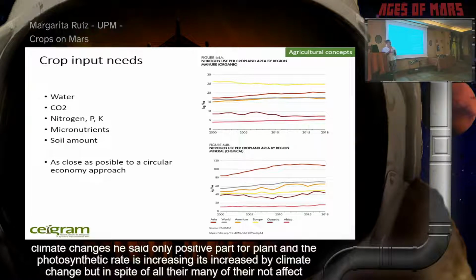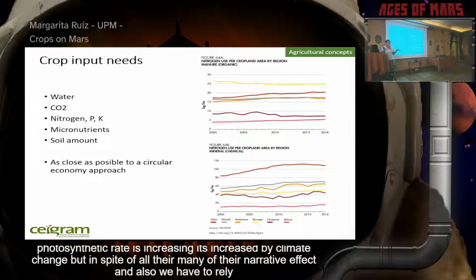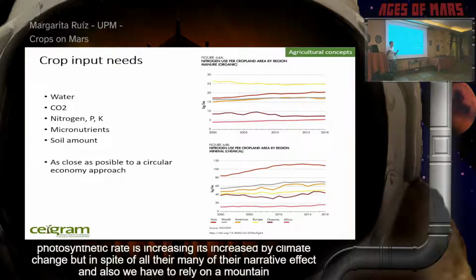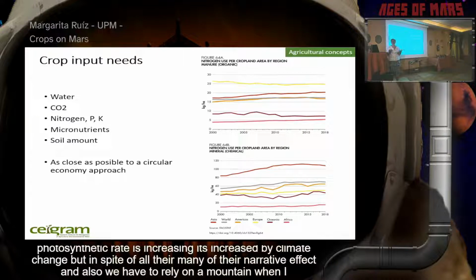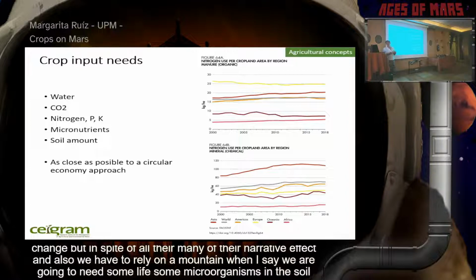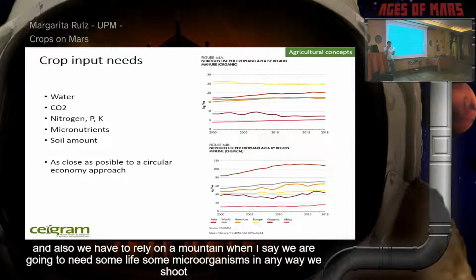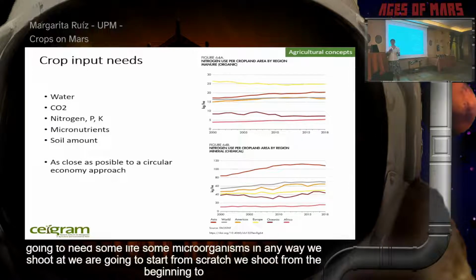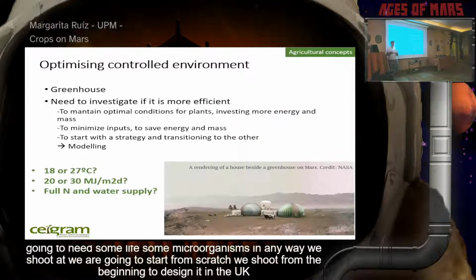And also we have to rely to some extent on fertile soil. And when I say fertile, we are going to need some life, some microorganisms in the soil. Anyway, we are going to start from scratch, so we should design it from the beginning with a circular economy approach.